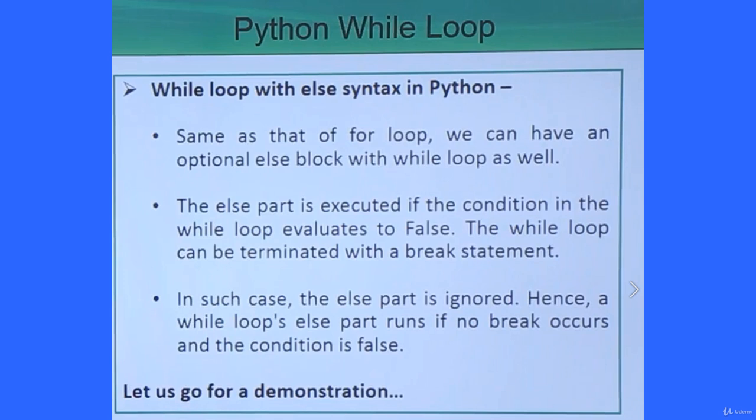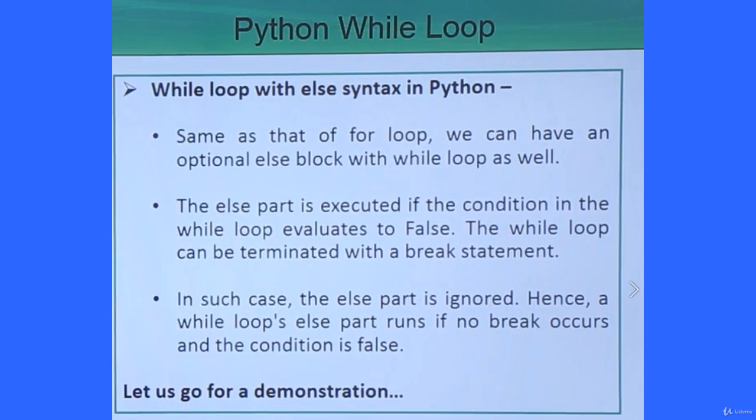So the while loop can be terminated with the break statement. In such a case, the else part is ignored. If there is some break statement, then the else part will get ignored. Hence, a while loop's else part runs if no break occurs and the condition is false. So whenever there is no break statement and the condition is false, only then the else part will get control to execute its respective code written under the else block.